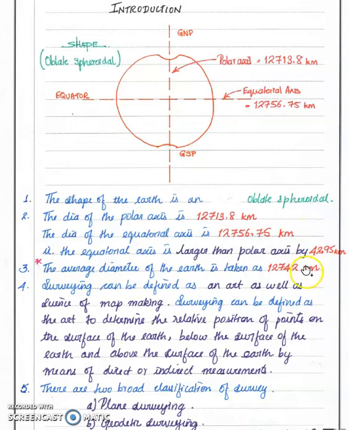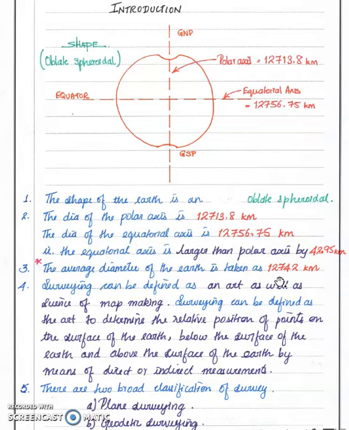42.95 kilometers. Hence, we have to consider the average diameter. The average diameter is taken as 12,742.42 kilometers. So this is your average diameter. Half of this value gives the average radius of Earth.